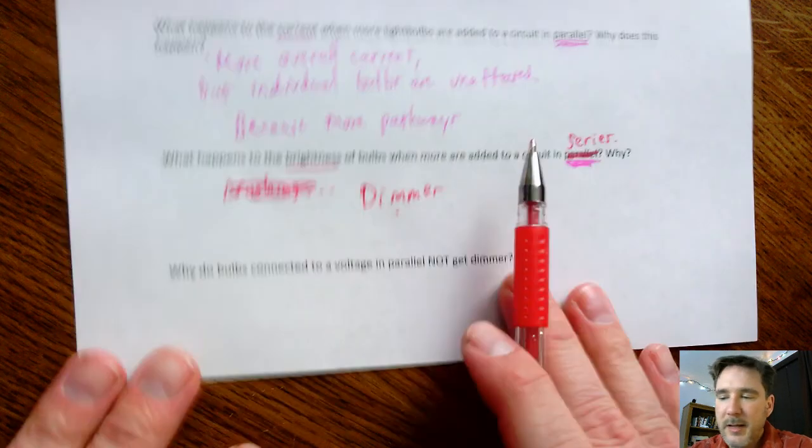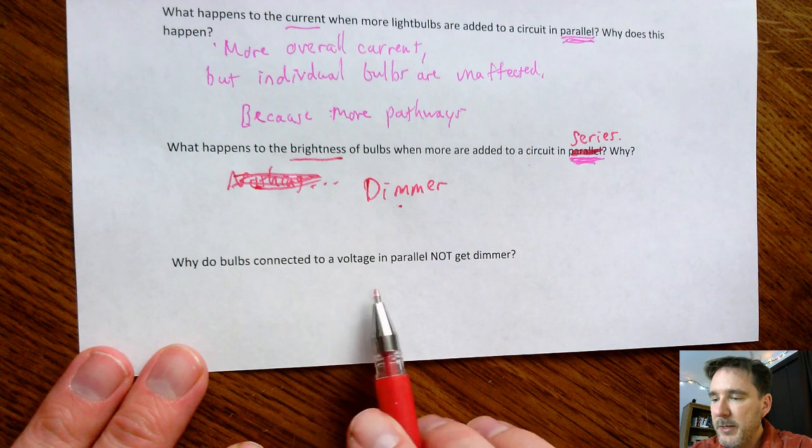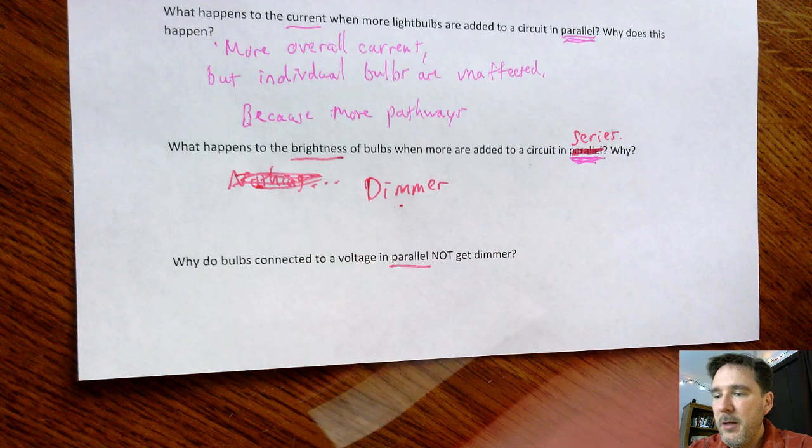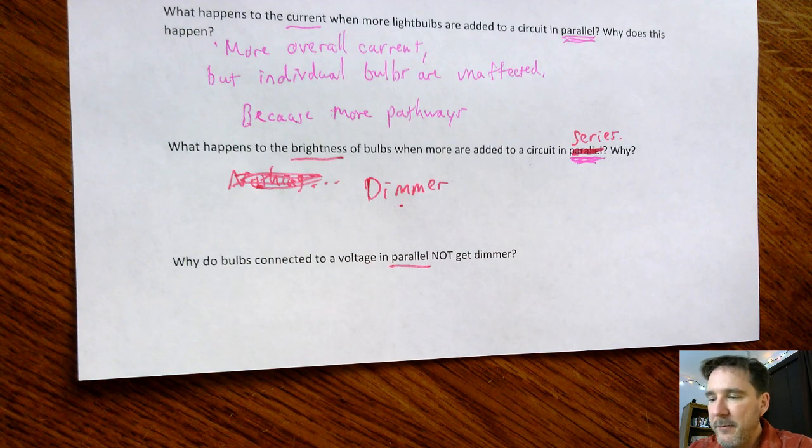Okay, the last question: why do bulbs connected in parallel not get dimmer? That's what I was talking about before. There's more pathways. They're just not affected by each other.